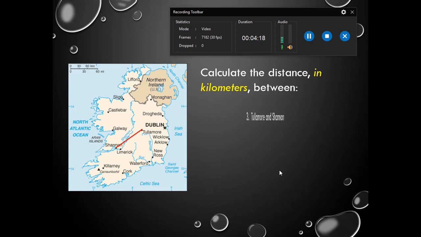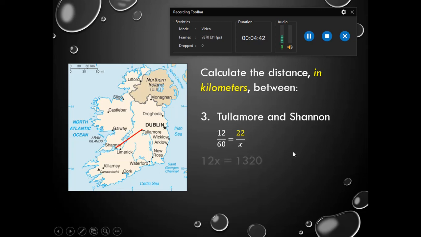For our third calculation, we're measuring between Tullamore and Shannon. So that's marked in red. Again, I tried to measure from center of the dot to the next center. My distance in millimeters, I found it to be about 22. If you're measuring it to be 21 or 23, that's fine. Again, it might be just the tool. But when I cross multiply, I'm going to find that my distance in kilometers is approximately 110. And if you find any errors in my calculations, just send me an email.